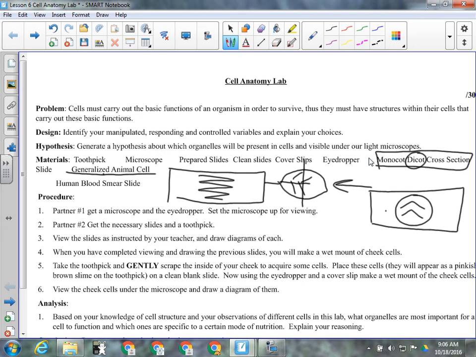For your hypothesis, generate a hypothesis about which organelles will be present in cells and visible under our microscopes. The if part then should probably talk about this. That's the premise we're working on. The and part, again, briefly describes the experiment. The then part should talk about which organelles. You need to be specific. Name a few that you think are going to be there, and probably why.